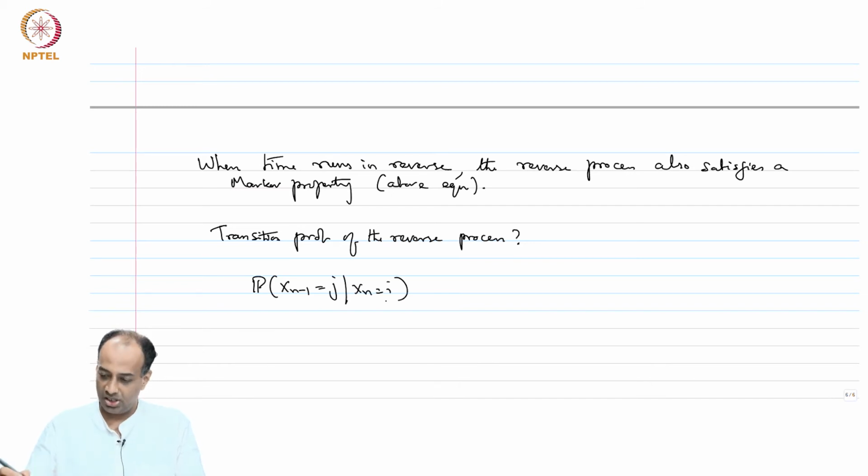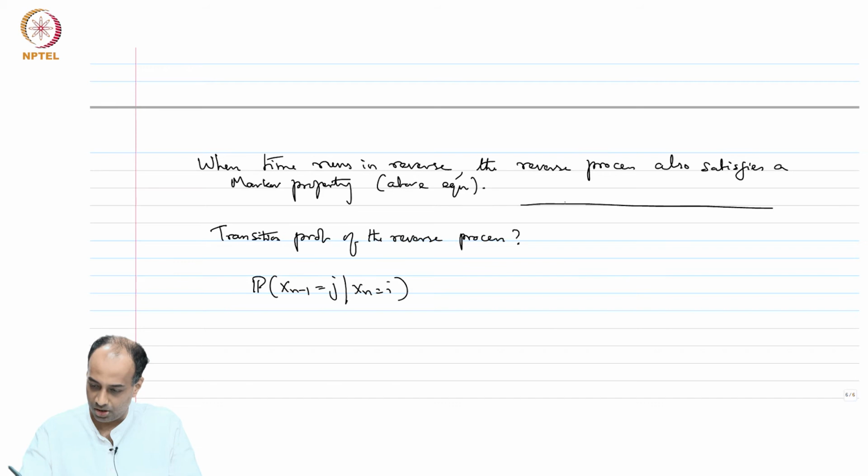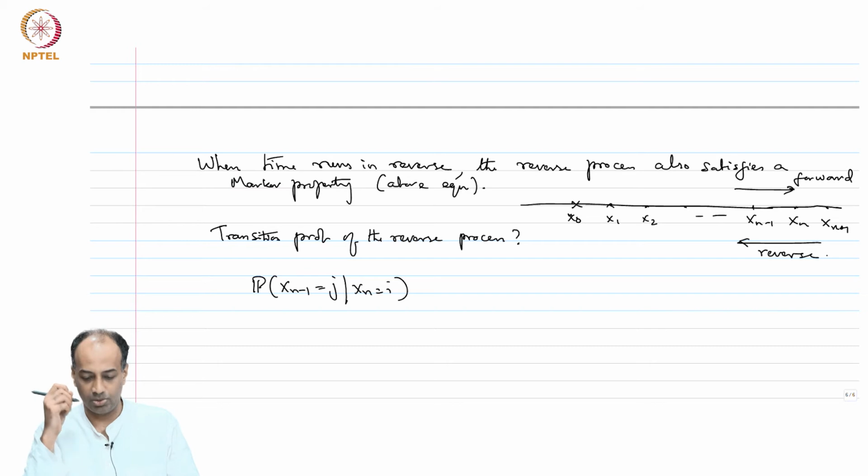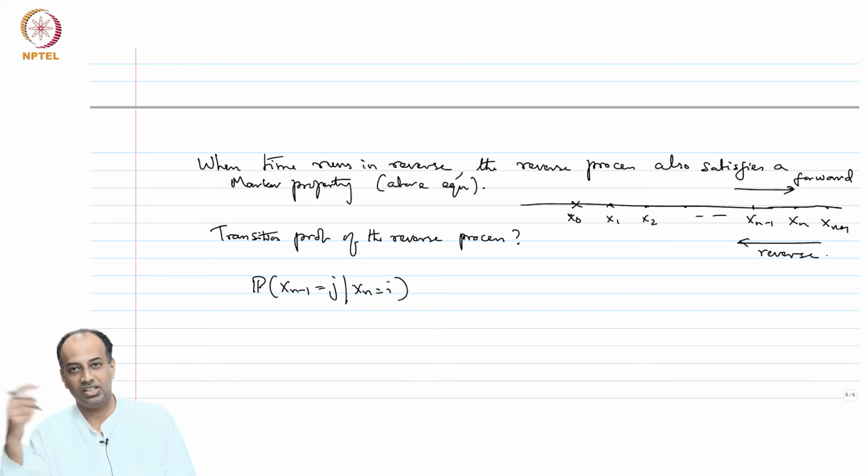Let us say when your Markov chain is running like this, let me just draw. So this is x0, x1, x2, xn minus 1, xn, xn plus 1, etc. This is forward time and that is reverse time. Okay. So I want to look at the probability that xn minus 1 equals j given xn equals i. So this is like a transition probability of the reverse process.